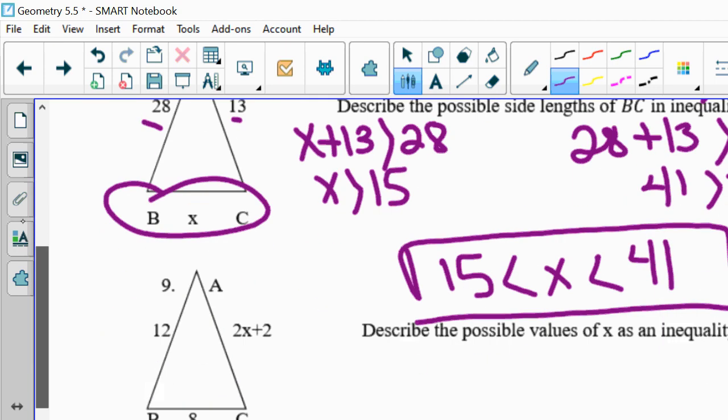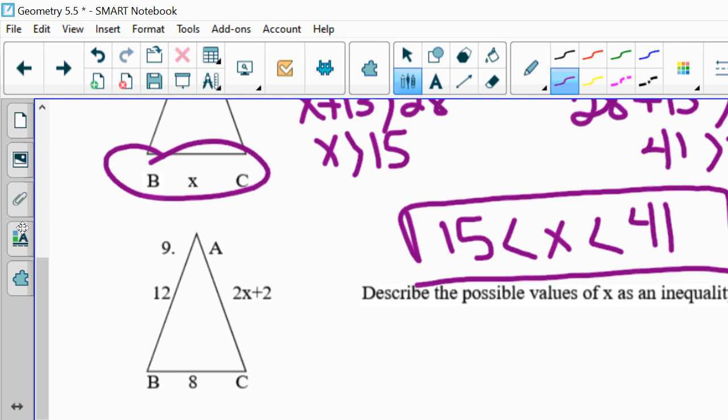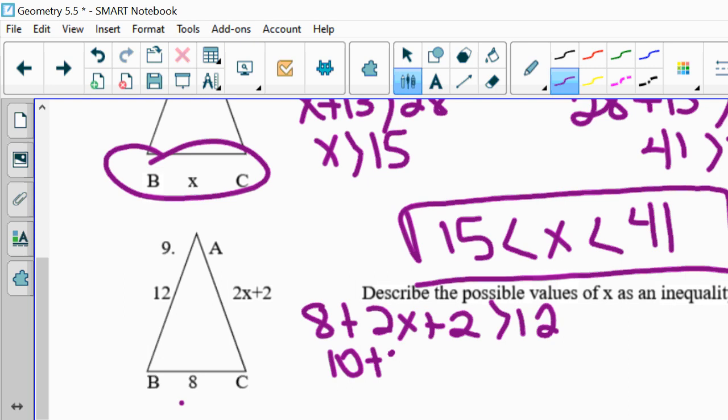All right, number 9, again, same type of thing, only this time, look, I don't have X, I have 2X plus 2. We're still going to do this the exact same way. Okay, so I'm going to take my smallest side, 8, and my variable, 8 plus 2X plus 2 this time, has to be greater than 12. So now I need to combine like terms, so I get 10 plus 2X has to be greater than 12. Subtract 10, so 2X has to be greater than 2, divided by 2, X has to be greater than 1. So I know that my X has to be between 1 and some number.